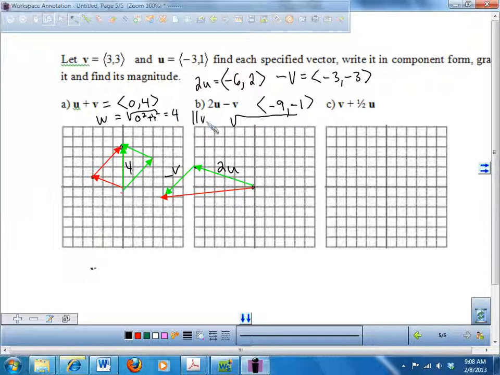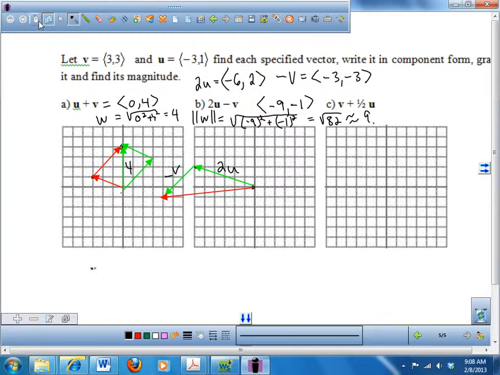So if I wanted to find the magnitude of that, I would take the square root. We'll call the resultant in this case w. It equals the square root of negative 9 squared plus negative 1 squared, which conveniently comes out to be, oh, it doesn't conveniently come out to be 82. It doesn't come out to be anything nice. So that's about 9 point something. I'll leave that one as an exercise for the students.